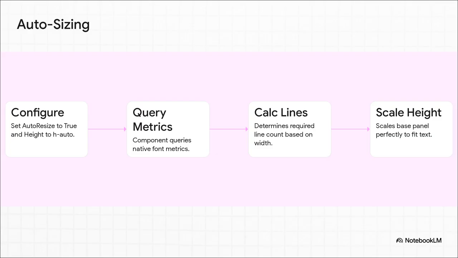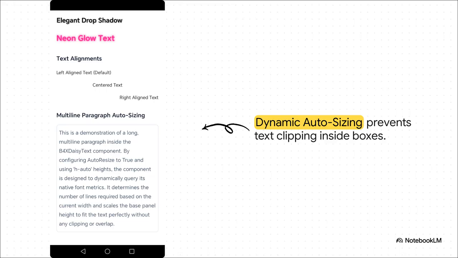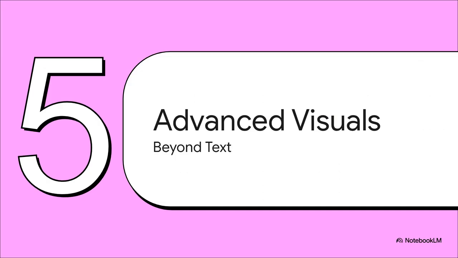Seriously, no more guessing heights. And here's what that logic looks like in action. We have a long, multi-line paragraph sitting neatly inside a rounded box with a subtle border. Because the height is dynamically calculated based on the device's width, you get this perfectly contained paragraph. Zero clipping, zero overlap. It just works, plain and simple. Which brings us to our final section, part 5, advanced visuals and interactions.